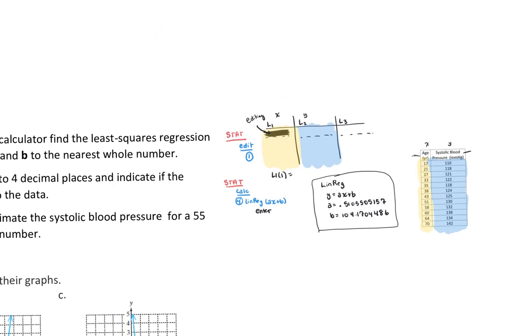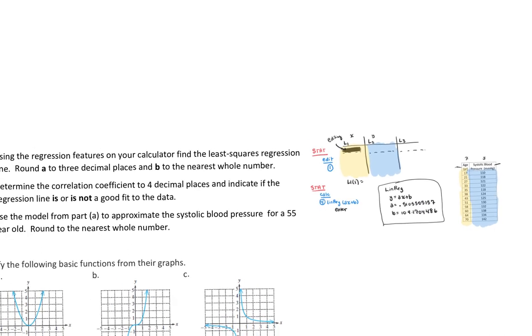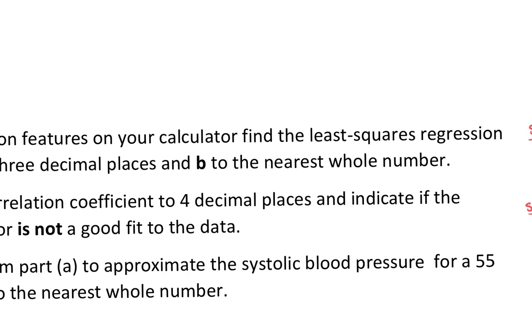So for this problem, we are asked to write our equation using A and B, and we need to round A to 3 decimal places and B to the nearest whole number. So our equation will actually look something like y equals 0.511x plus 104, because we rounded that to 3 decimal places and the 104 to a whole number. So this is our equation of this line.